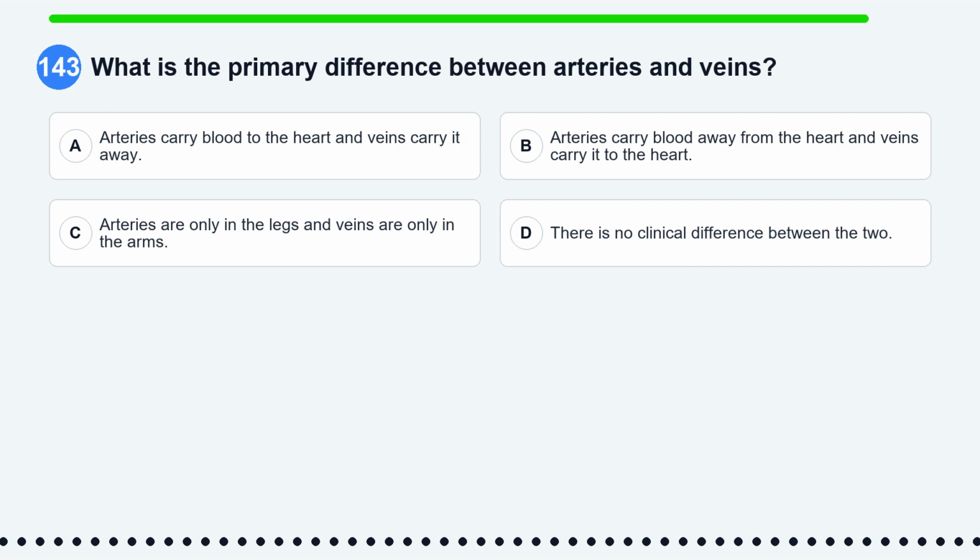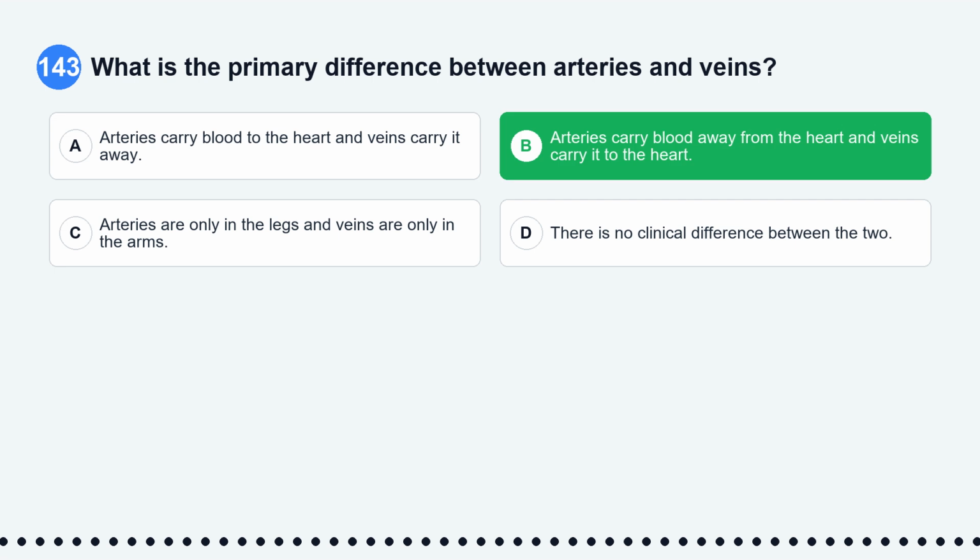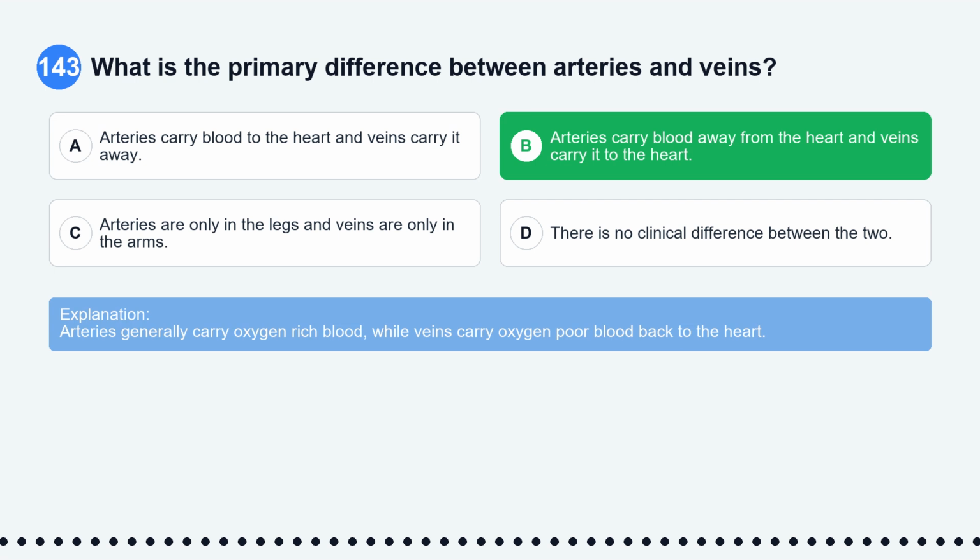Question 143. What is the primary difference between arteries and veins? Option A. Arteries carry blood to the heart and veins carry it away. Option B. Arteries carry blood away from the heart and veins carry it to the heart. Option C. Arteries are only in the legs and veins are only in the arms. Option D. There is no clinical difference between the two. The correct answer is option B. Arteries carry blood away from the heart and veins carry it to the heart. Arteries generally carry oxygen-rich blood, while veins carry oxygen-poor blood back to the heart.